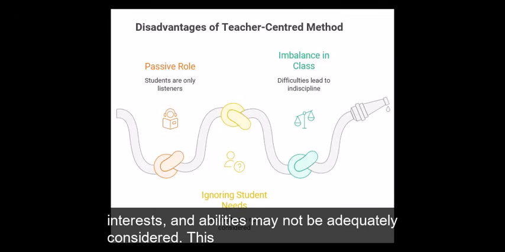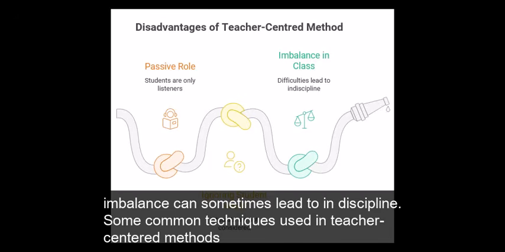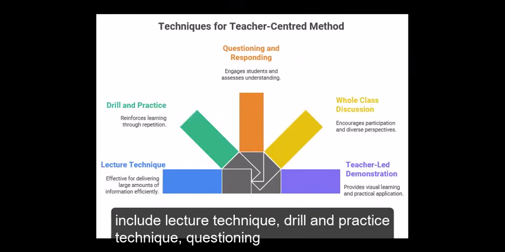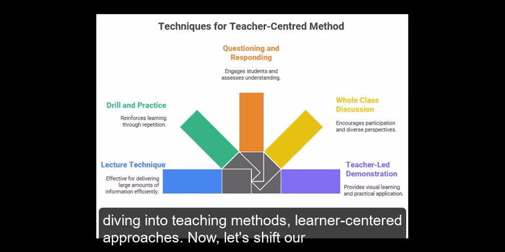Those with difficulties might fall behind, while bright ones might be slowed down because the whole class needs to follow along. This imbalance can sometimes lead to indiscipline. Some common techniques used in teacher-centered methods include lecture technique, drill and practice technique, questioning and responding technique, whole class discussion technique, and teacher-led demonstration technique.